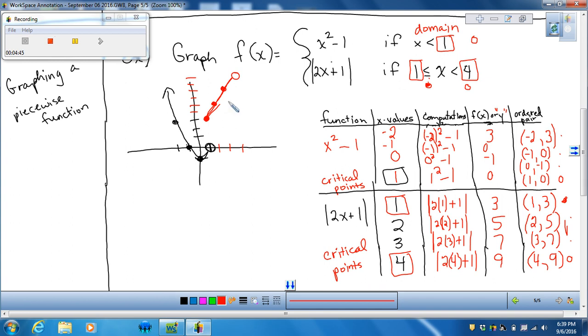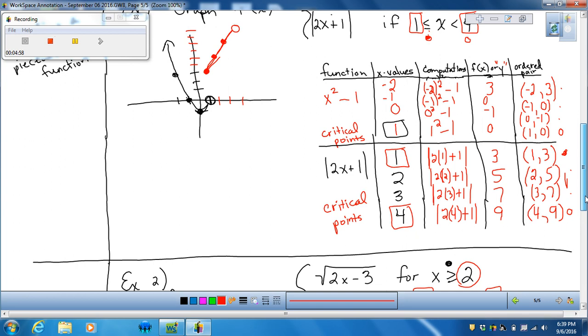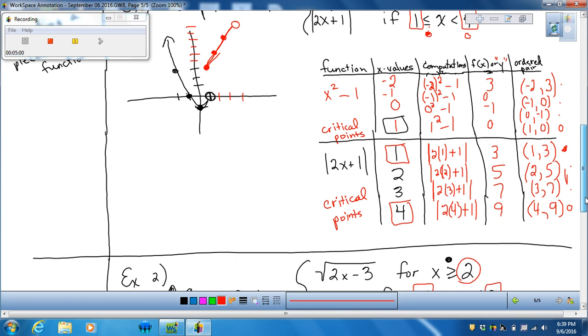Now we're going to move on to a second example. Go ahead and pause to copy this example down.